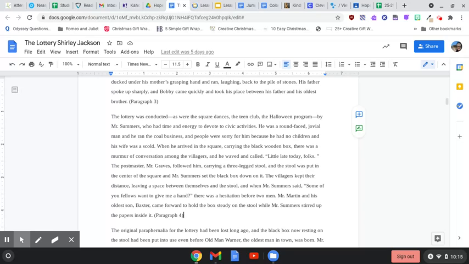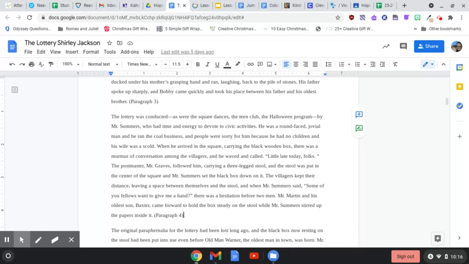The villagers kept their distance, leaving a space between themselves and the stool, and when Mr. Summers said, "Some of you fellows want to give me a hand?" there was a hesitation before two men, Mr. Martin and his oldest son Baxter, came forward to hold the box steady on the stool while Mr. Summers stirred up the papers inside it.